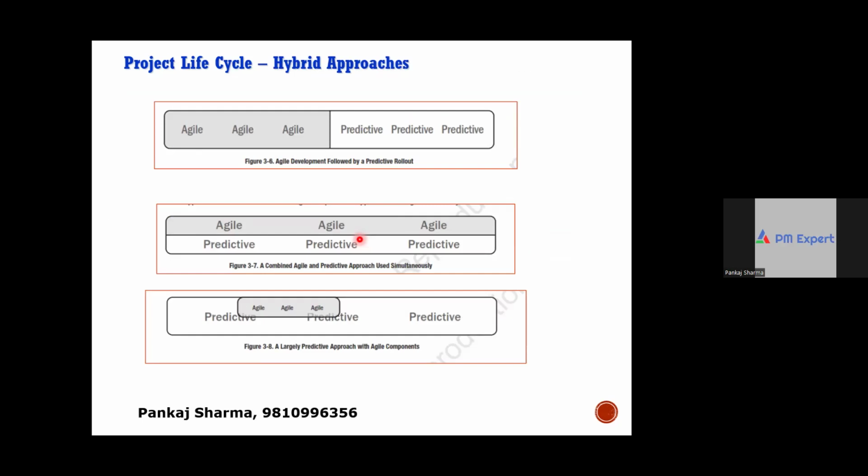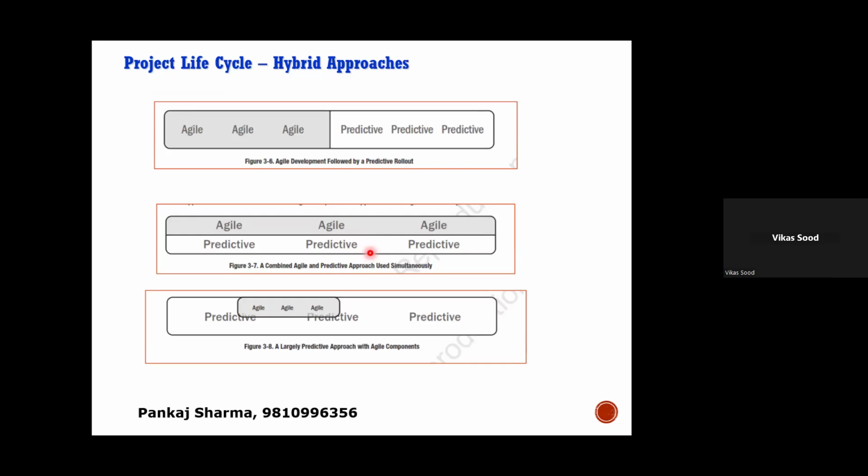Before we start with hybrid, I'll take the middle case, the second case: a project where you have agile and predictive together, side by side. Let's take one very simple example for this, agile and predictive together, which is a hybrid model. Suppose you have to build a new airport. Constructing an airport, is it a big project?